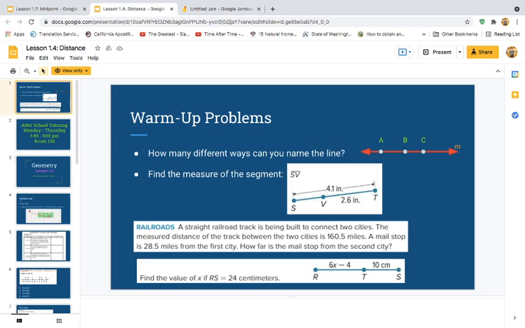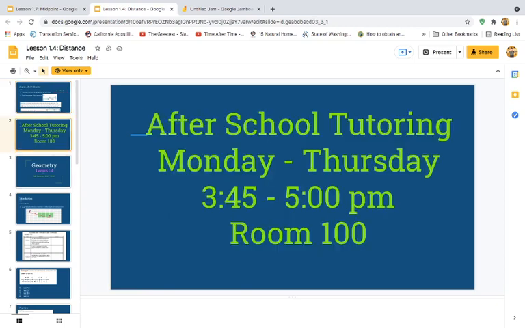So let's move on to the content for today. Tutoring every day after school except Friday, starting at 3:45, if you're starting to feel like you've fallen behind, in room 100.